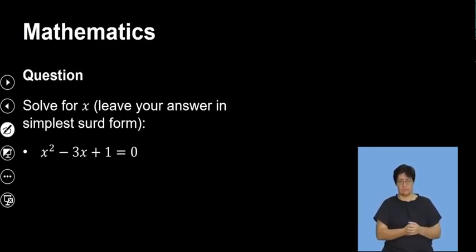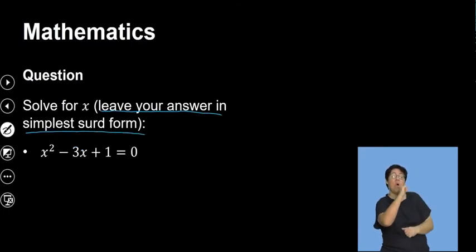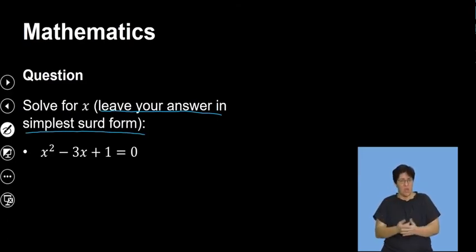Now, this one, as soon as you see the words "leave your answer in simplest surd form," they are simply saying use the quadratic equation. You can even use completing the square, but if they don't specifically say by completing the square, it means that you just need to use a quadratic equation.